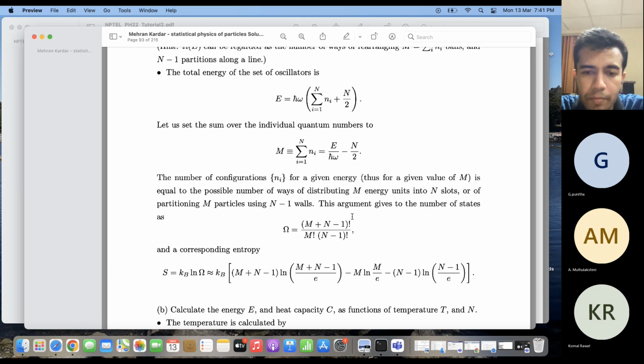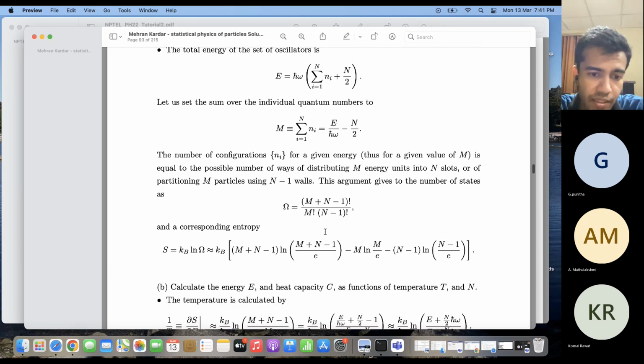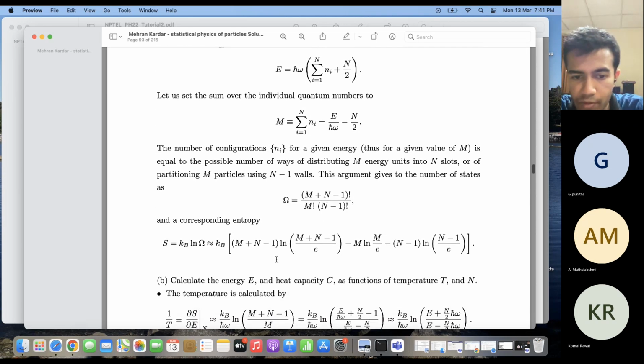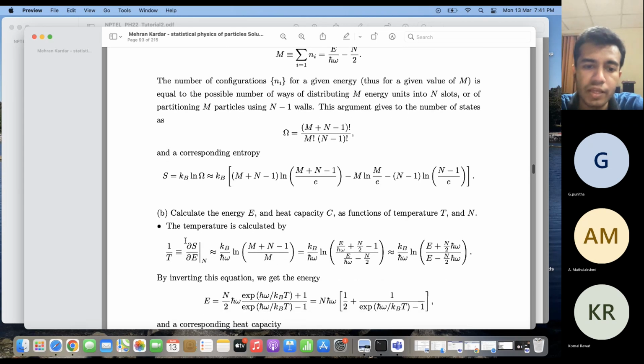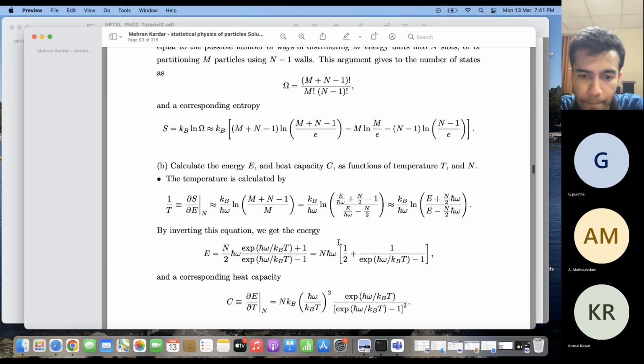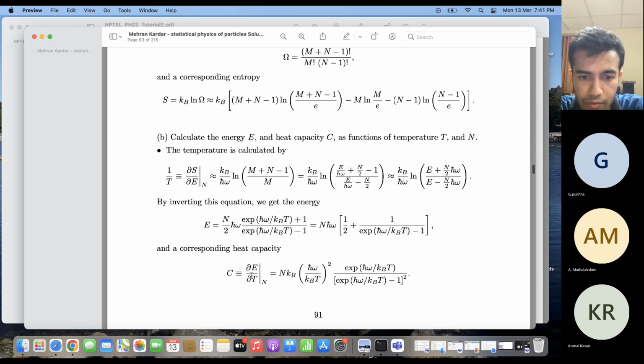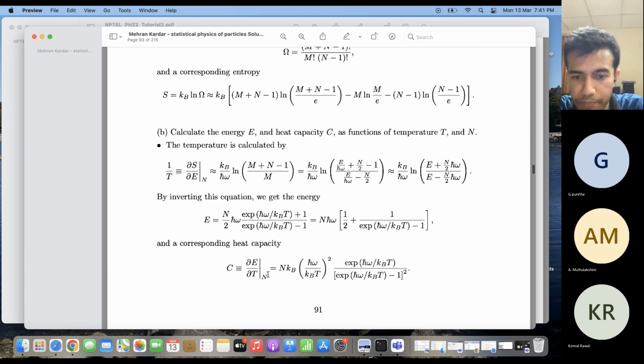So you can see by this simple expression, I can calculate the total number of microstates that my system should have. Once I know this, I can calculate entropy using this well-known formula. And from entropy, I can get the internal energy using this expression and the heat capacity as well, using dE by dT equal to C at constant n.